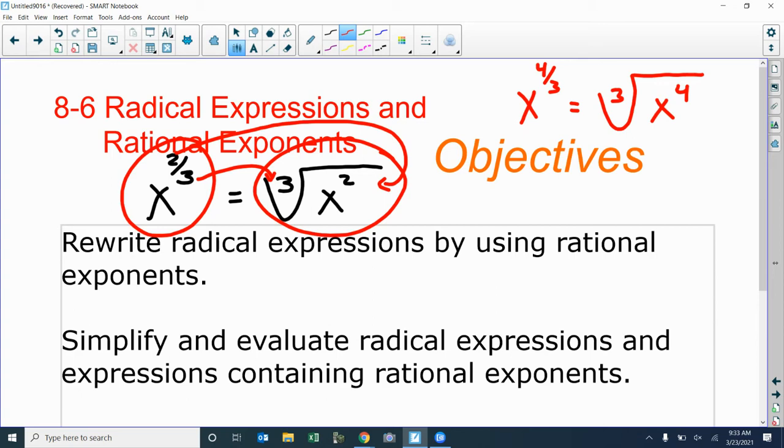Your calculator can help you. It can simplify rational exponents pretty well. So that is an option. If you have one handy, it might not hurt to pull it out. All right, everybody okay? Let's move on.